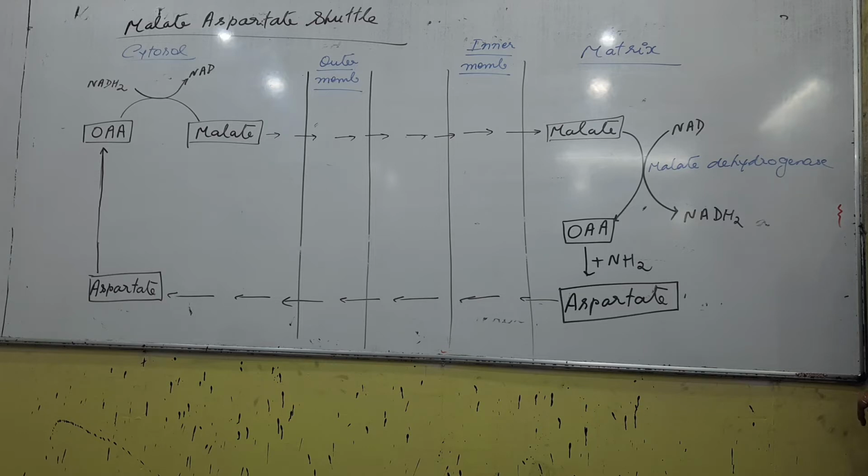Outer membrane, inner membrane, matrix. Outer membrane of what? Mitochondria. Inner membrane of mitochondria and matrix of mitochondria.